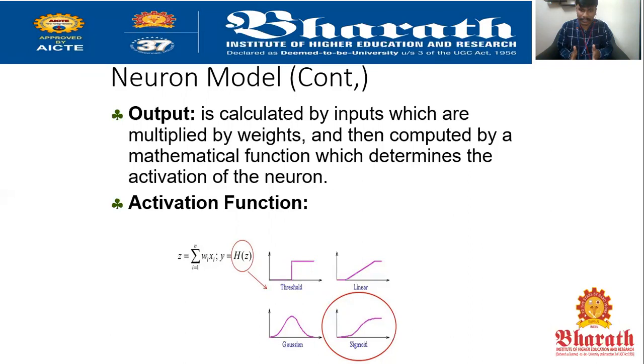And the activation function is expressed as z is equal to summation of i equals 1 to n, wi, which is known as weight, xi, which is known as the input, and y, which will be considered as output, is equal to h of z, which will be known as the activation function of that neuron.